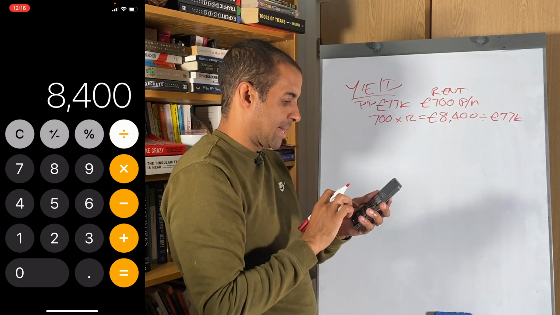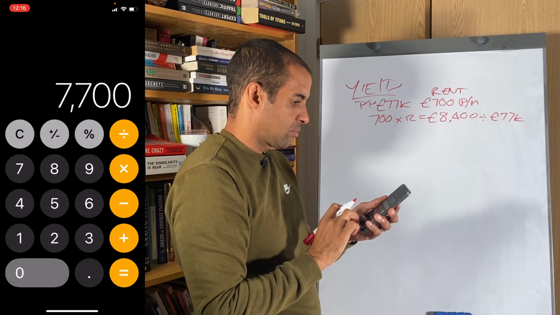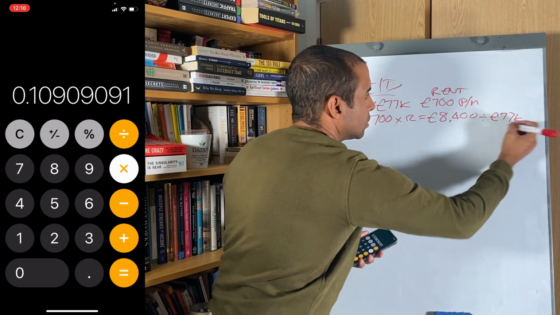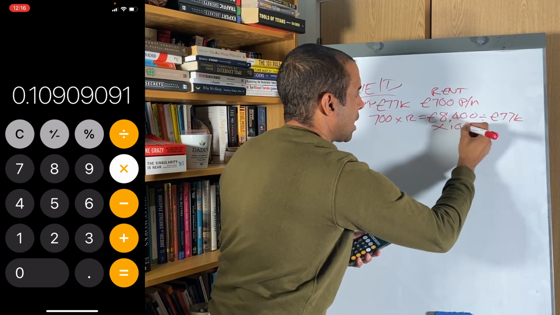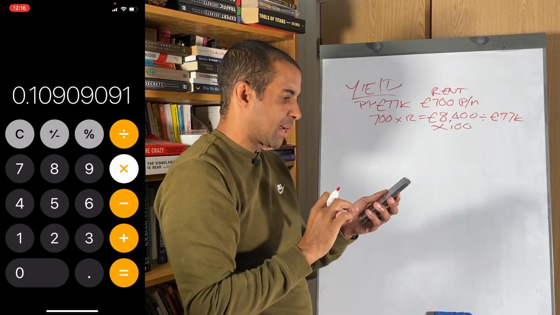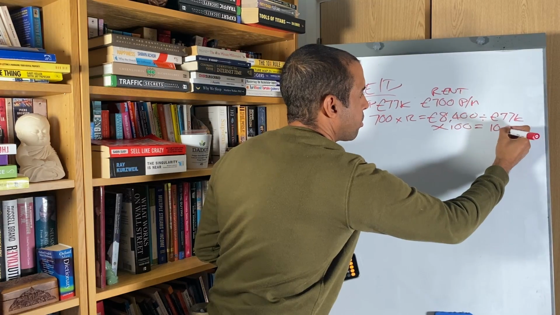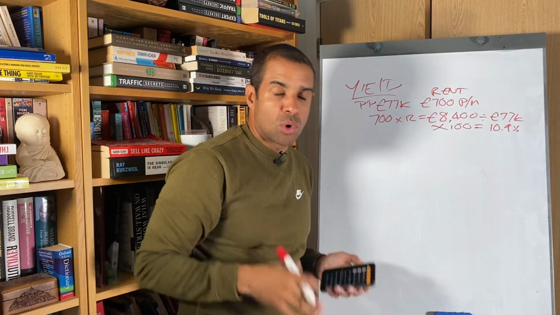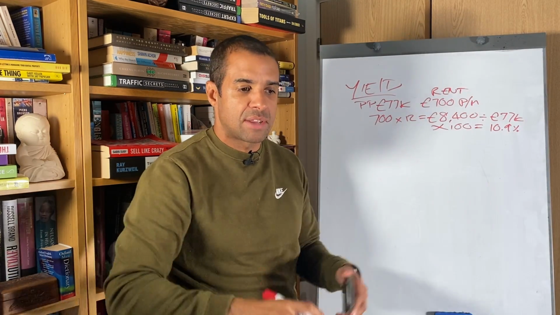So divided by 77,000. And then you would times that, we're running out of space here, by 100. So then you times that by 100. It gives you a 10.9% yield. That is your gross yield. What a gross yield means is without any costs involved.